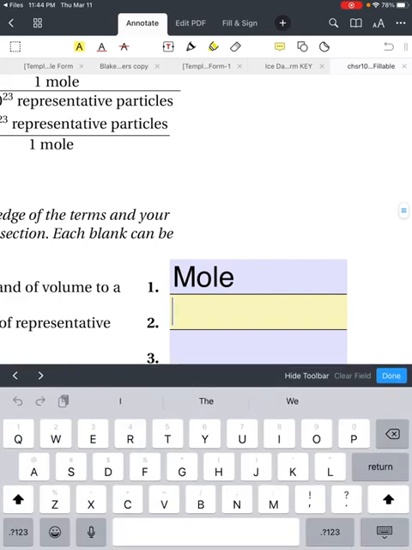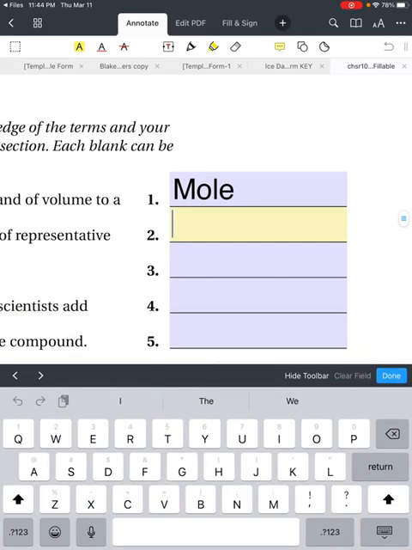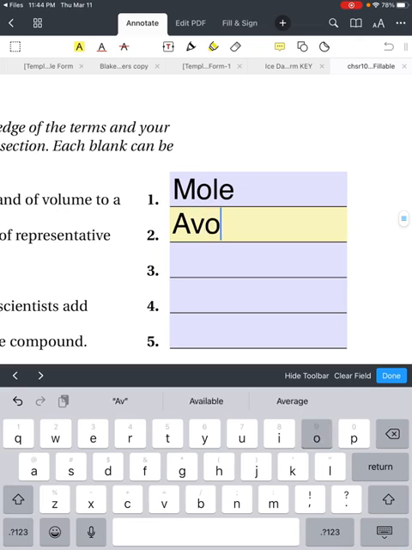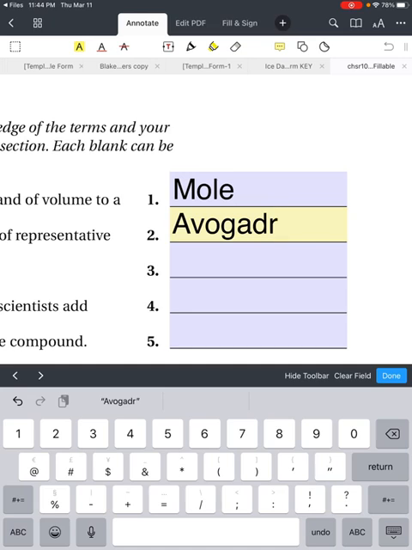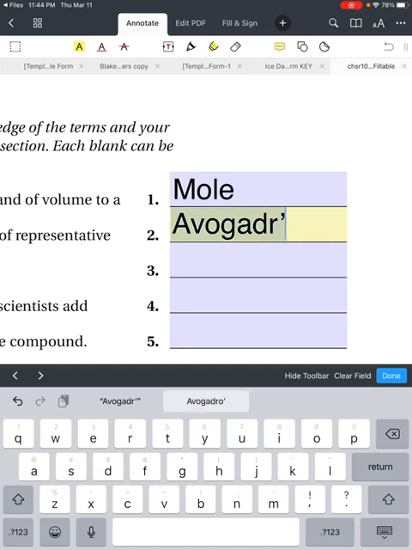Let me see if I can make that work a little better by, instead of writing with my Apple Pencil, just filling it in. Avogadro's, oops. If I can find the possessive apostrophe. Avogadro's number.